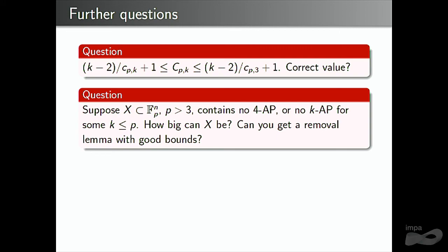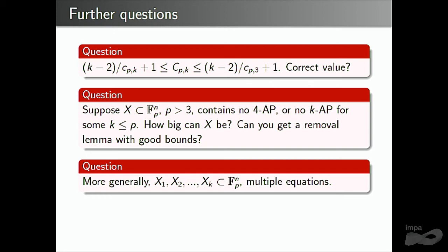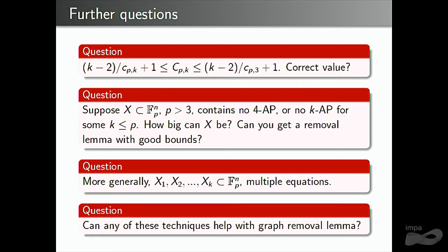Another extension of this question is, we've now bounded the size of a 3AP-free set. Can you bound the size of a 4AP-free set, or a k-term arithmetic progression-free set, a set without any k-term arithmetic progressions? And if you can, do you get a removal lemma with good bounds? More generally, you can just ask if you have k sets and multiple equations, you can prove a removal lemma, but can you get one with good bounds?